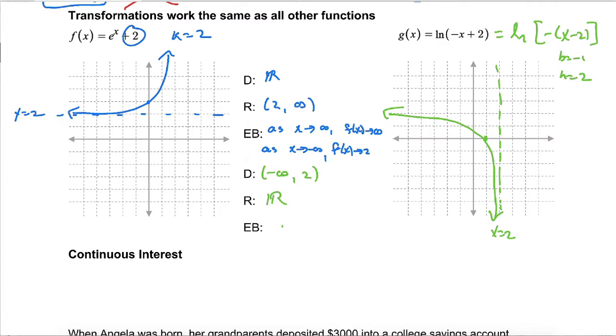And the end behavior is flipped backwards. Instead of x needing to grow towards infinity in order for g of x to grow, it's backwards. As x approaches negative infinity, g of x will grow to infinity. And on the right-hand side, as x gets closer and closer to that vertical asymptote, g of x will fall towards negative infinity.